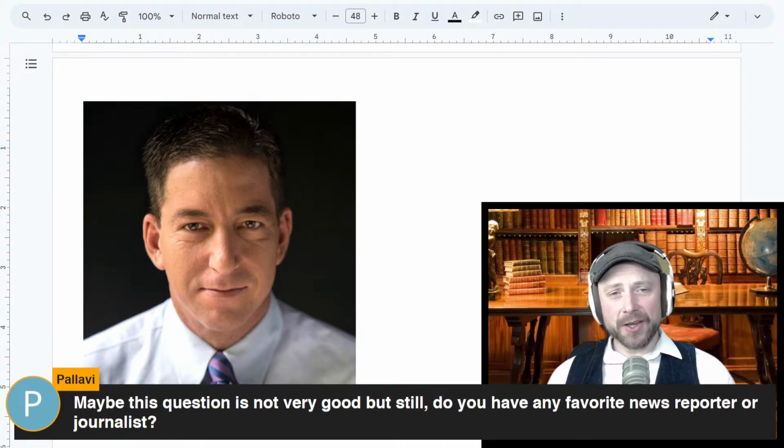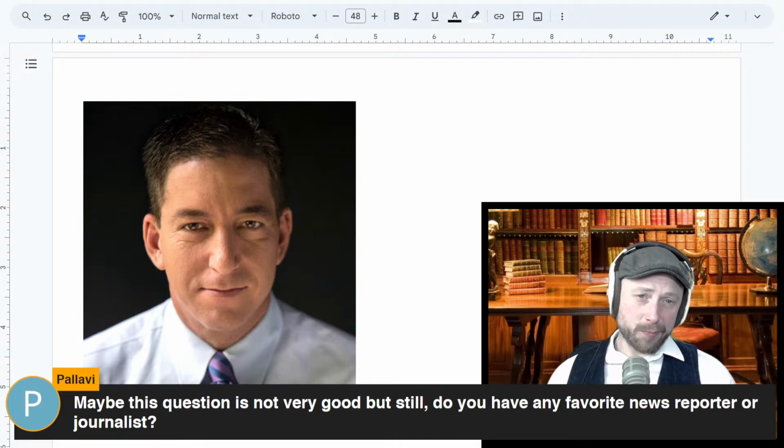He was the guy who broke the Edward Snowden story. He was Edward Snowden's contact when he leaked the PRISM information about the CIA spying on European citizens and on American citizens. That was Glenn Greenwald and Edward Snowden who leaked that.